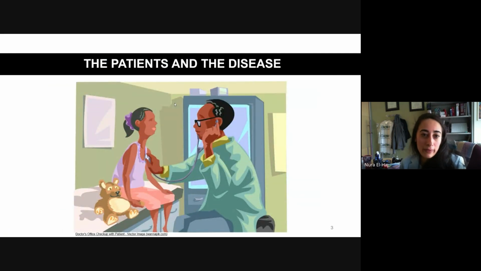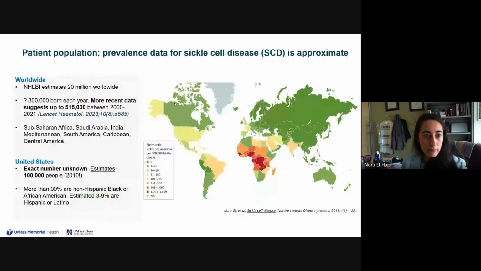So as I said, really important for us to get a sense of who are our patients, what is this disease, what are we doing, and why do we do it? So just wanted to orient you and give you some context. So, patients with sickle cell disease, this is an inherited blood disorder. How many people have this?